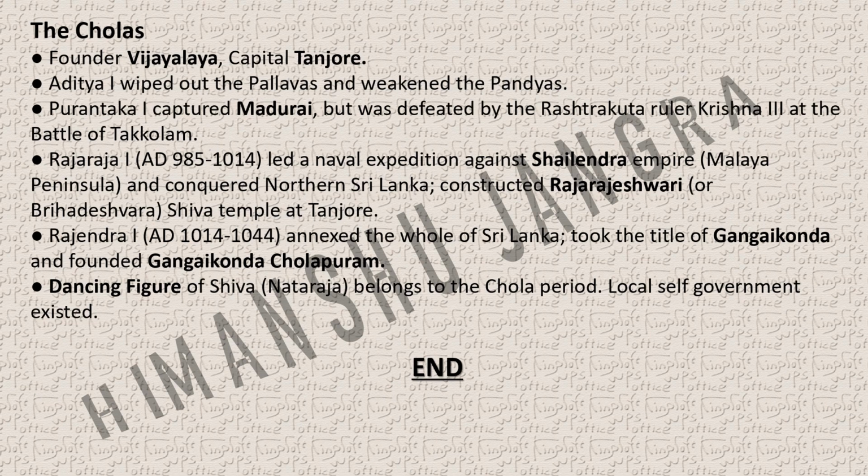Rajaraja I, AD 985-1014, led a naval expedition against the Sailendra Empire, Malay Peninsula, and conquered northern Sri Lanka. He constructed the Rajarajeshvara, or Brihadeshvara, Shiva temple at Tanjore. Rajendra I, AD 1014-1044, annexed the whole of Sri Lanka, took the title of Gangaikonda and founded Gangaikonda Cholapuram. The dancing figure of Shiva, Nataraja, belongs to the Chola period.